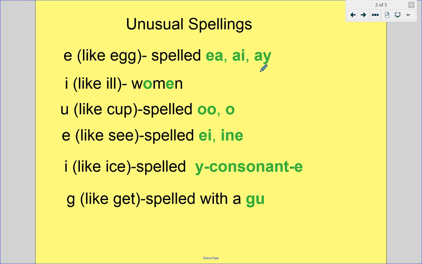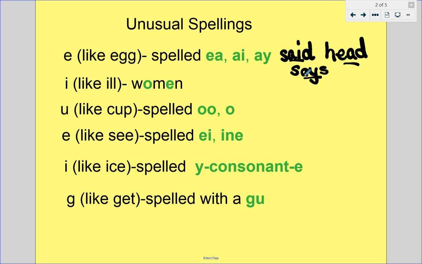So, giving you an example of that, the word said has an AI, but has the sound. Okay, or EA, head, head has the EA, but it has the sound. Okay, and the last one here, like says, has the AY, but has the sound.